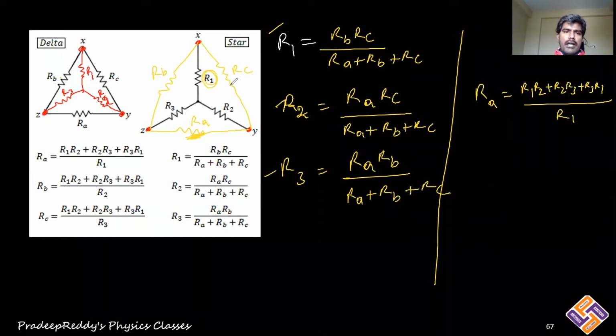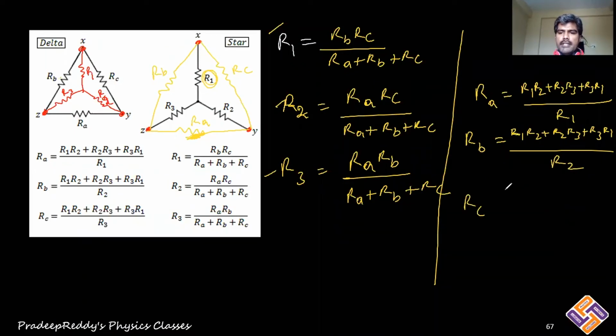Next, I want to find out RB. RB is equal to, the numerator will be the same for all: R1, R2 plus R2, R3 plus R3, R1 divided by, RB's opposite resistor is R2. I will write R2 in the denominator. Now come to RC. RC is equal to, the numerator is the same: R1, R2 plus R2, R3 plus R3, R1 divided by, RC's opposite resistor is R3. That I will write here in the denominator.